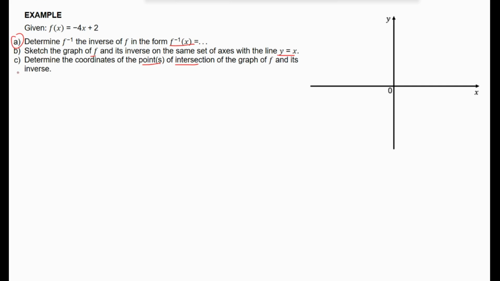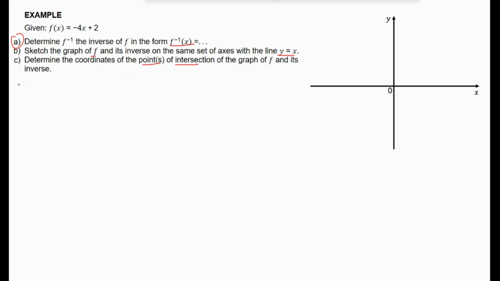Let's start with A. Right, A is very easy. It's just two steps. Step 1, where there's y, put x. Where there's x, put y. Just interchange x and y. Then the second step, you make y the subject of the formula.